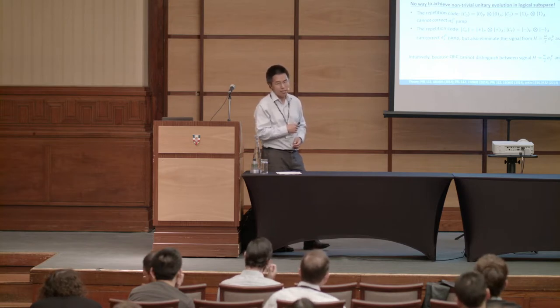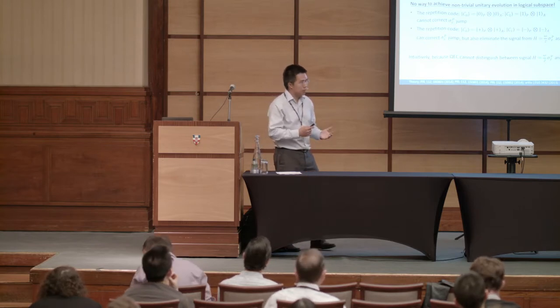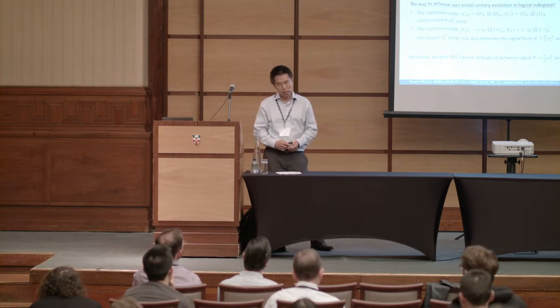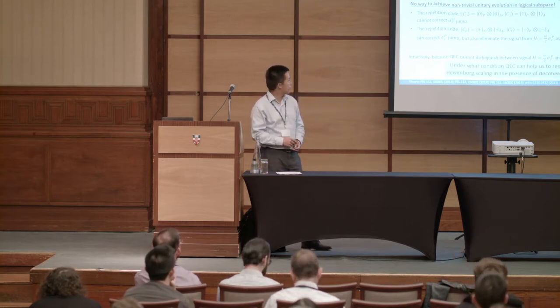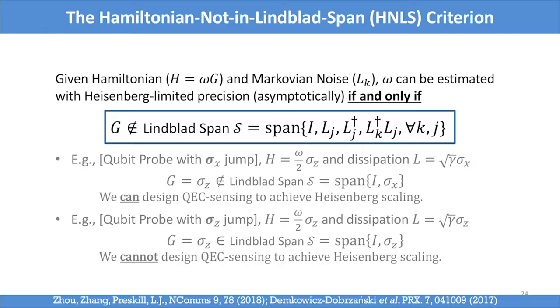There is sort of no guarantee it will work. So it's important to establish a criterion, say, under what situation error correction can help with metrology to restore the Heisenberg scaling. So now let me give you the answer first.